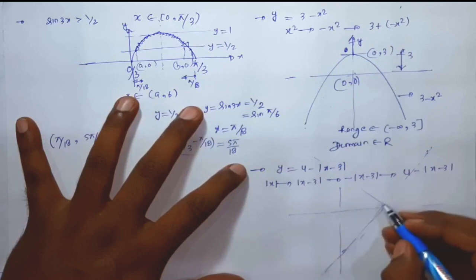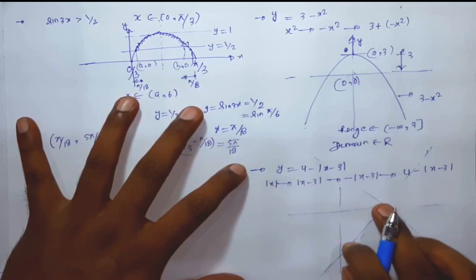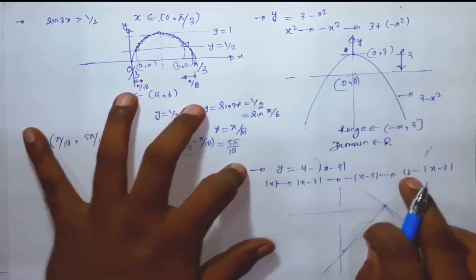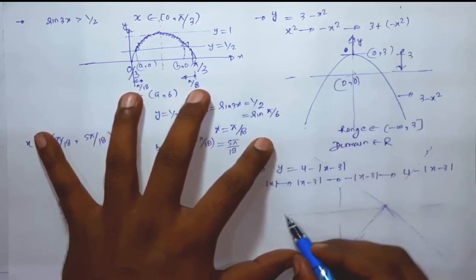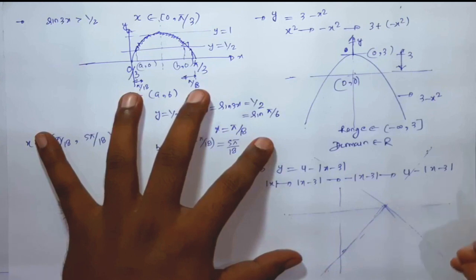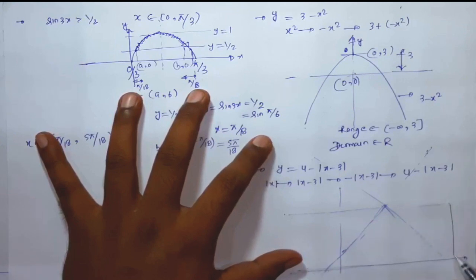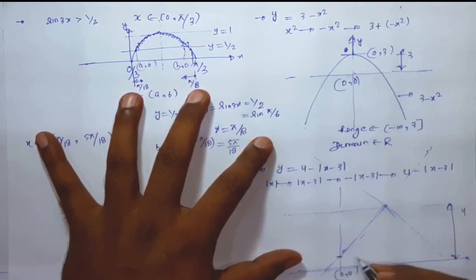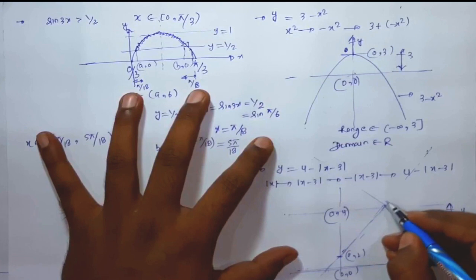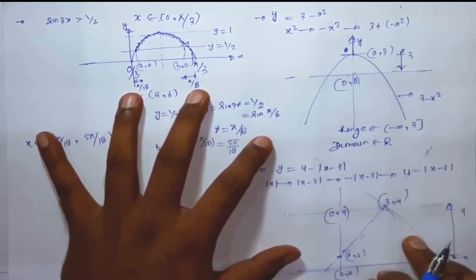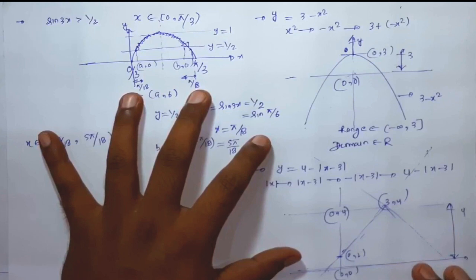This is (3, 0). Now we are going to shift this graph in the positive y direction by a distance of 4. So we will simply shift this line by a distance of 4 upward. So this will be the line. This is going to be the origin. This is going to be (0, 1). This is going to be (0, 4). This is (3, 4). I hope it is clear. We can draw the graph simply by doing these steps one by one.